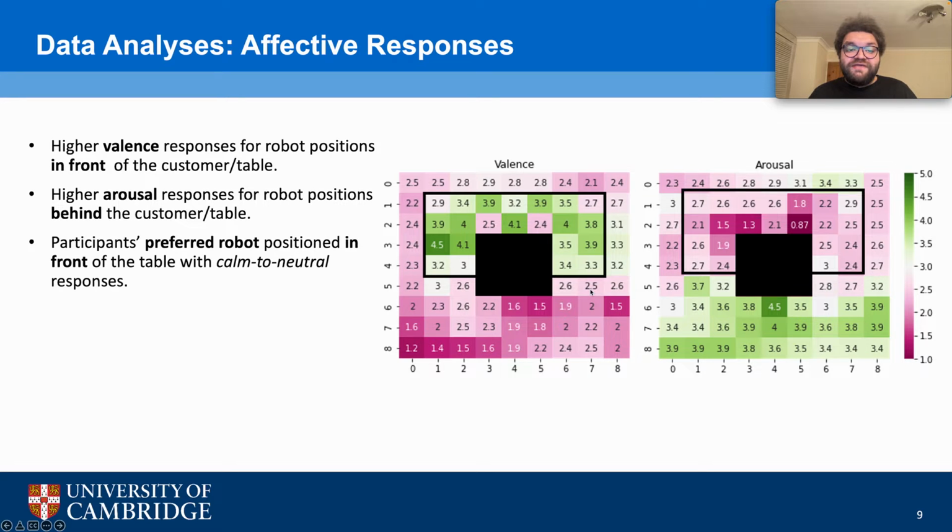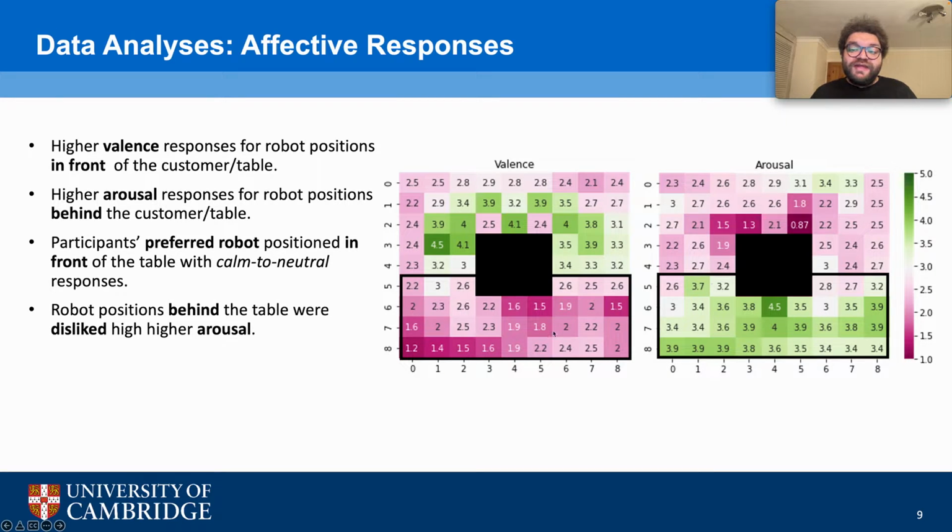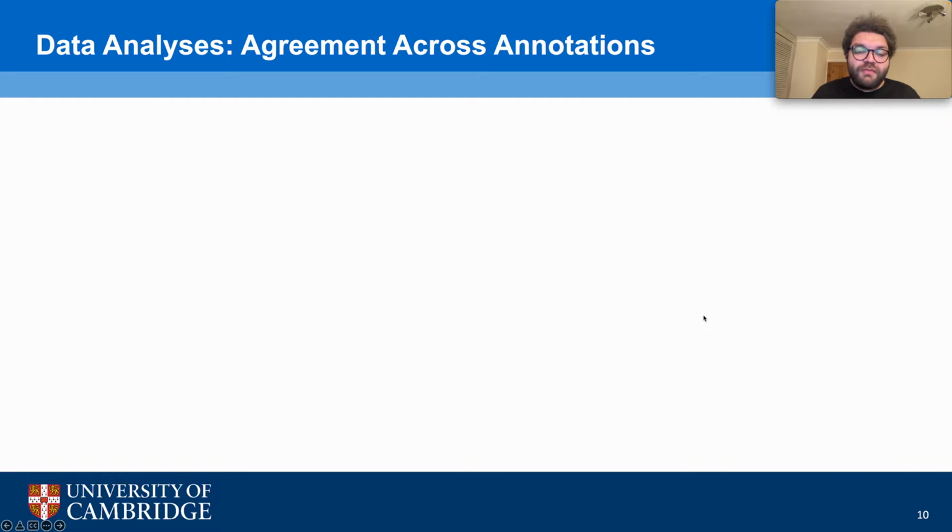Looking at both arousal and valence together, we see that for positions in front of the table, participants report positive valence with calm to neutral arousal, indicating that these positions are preferred. On the other hand, participants report low valence and high arousal, that is, feeling agitated or unhappy, when the robot is behind the table.